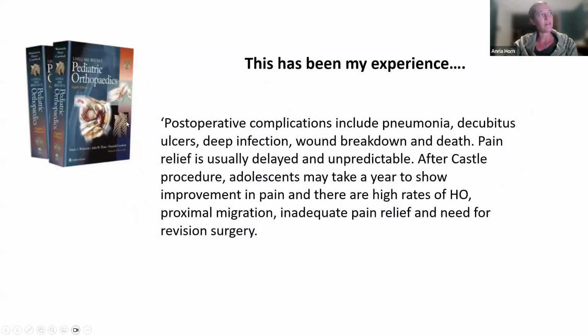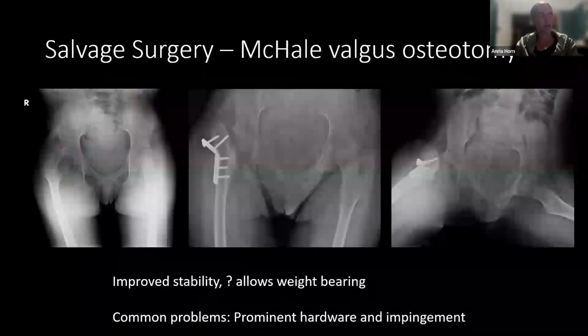And this is just a quote from Loveland and Winter. And you'll see here, it's a very negative thing. So post-op complications include pneumonia, decubitus ulcers, infection, wound breakdown, and death. Pain relief is delayed and unpredictable. Adolescents may take a year to show improvement in pain, and there's high rates of HO. So it is just not something you want to do if you can help it.